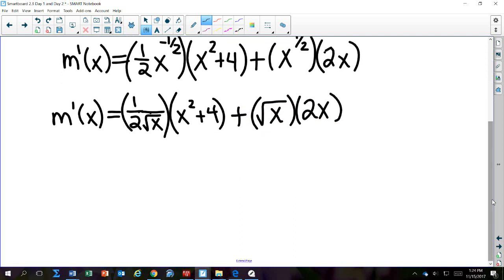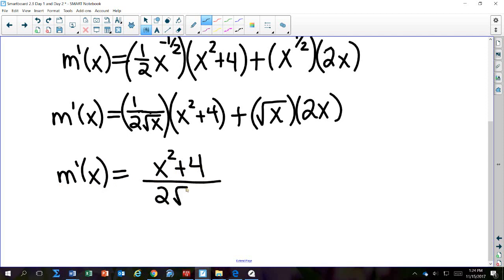Again, I'm going to try to clean this up just a little bit more. I'm going to put the x squared plus 4 up top. So we have x squared plus 4 over 2 times the square root of x plus, I'm going to call this 2x radical x. Everyone okay with that? And let's talk about how you would get it over a common denominator. If I want to have a common denominator of 2 radical x, if I put a 2 radical x down here, what else do I have to do? What do you think? What would you do?